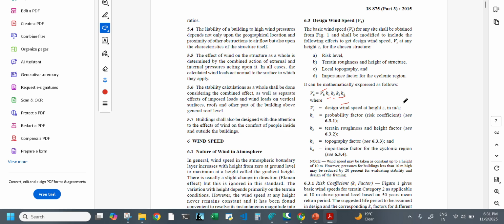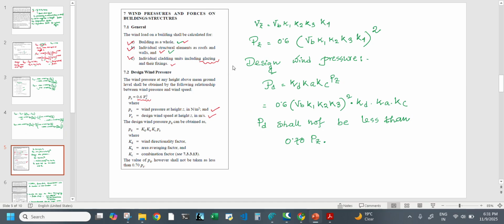Vz is meter per second. Okay. And Pz is Newton per meter square. Vz is meter per second.